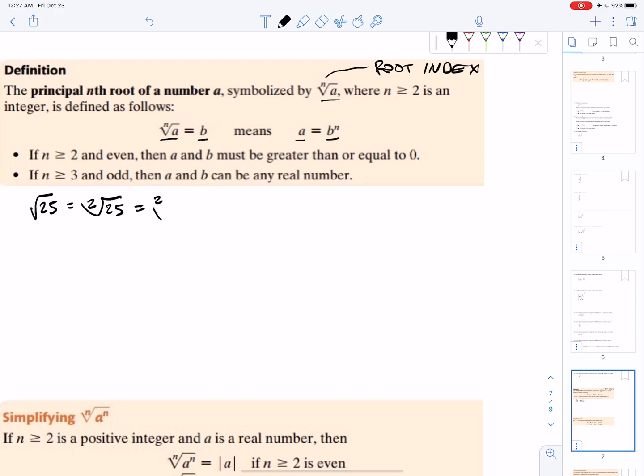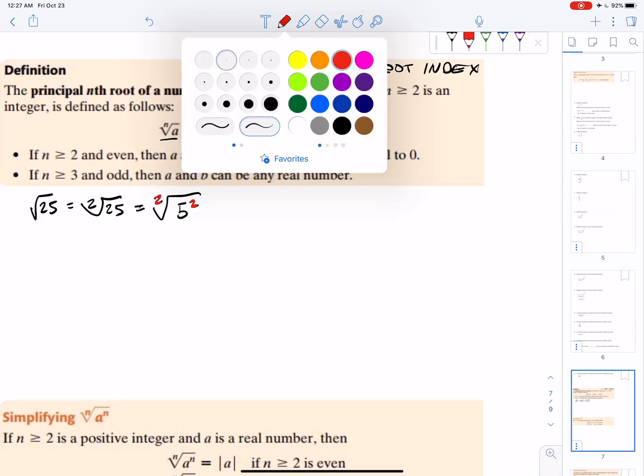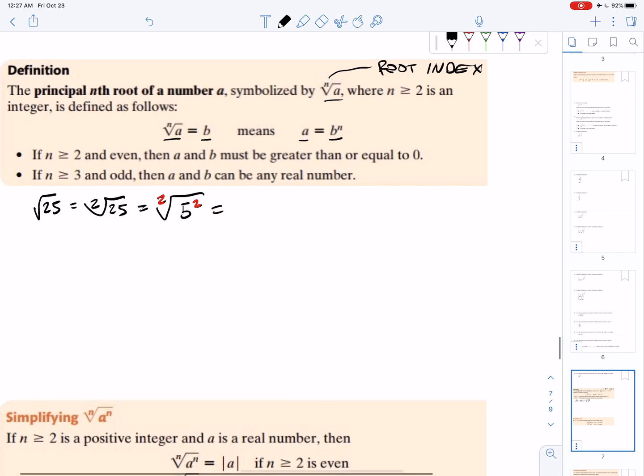But anyhow, when we see something like this with a root index of 2, maybe we should take a second and realize that 25 equals 5 times 5. Another way to think about it is 5 squared. What I want you to start realizing is that when the power of this base number is the same as the root index, they are inverses of each other, and we'll simplify it down to just 5.